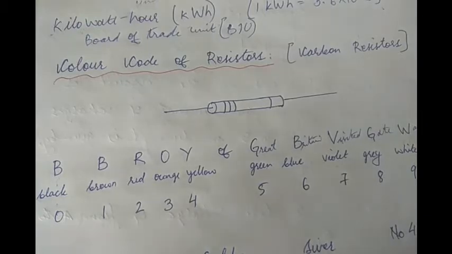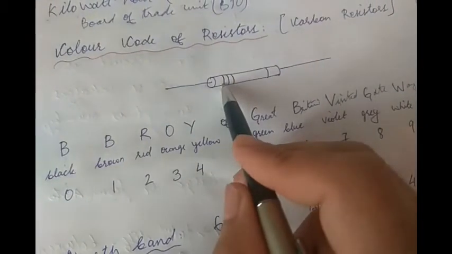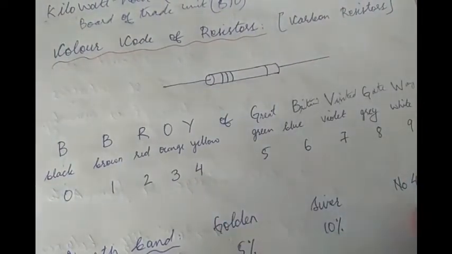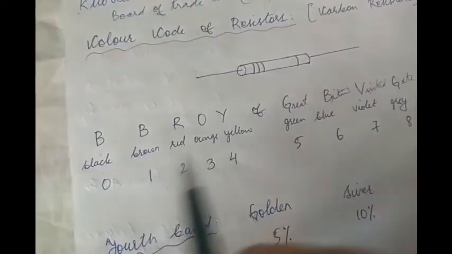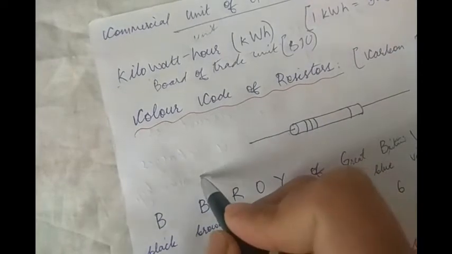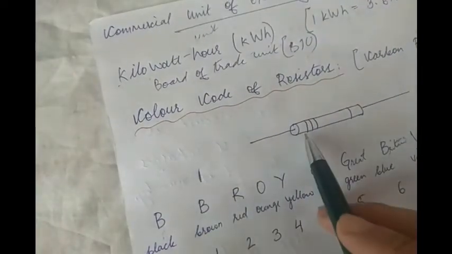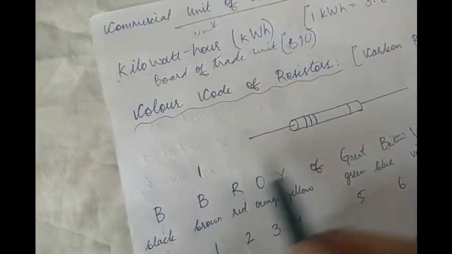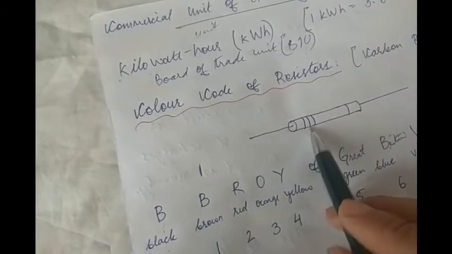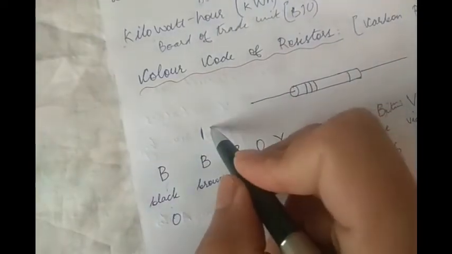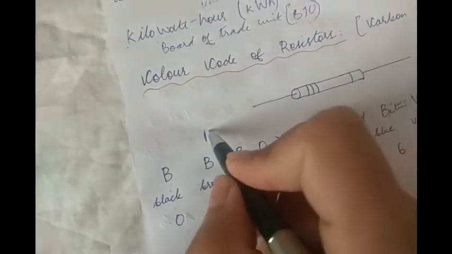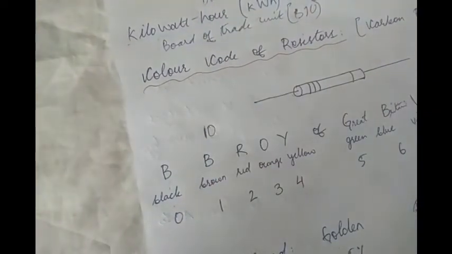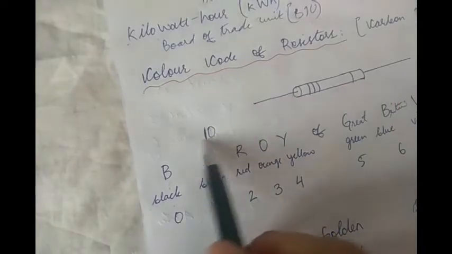See, the first band is brown. Therefore brown has value 1. So the first 2 bands give you the magnitude like this. Brown has value 1, so I have written 1 over here. The second band is black according to the question. So black stands for 0. So this is 0. So 10.